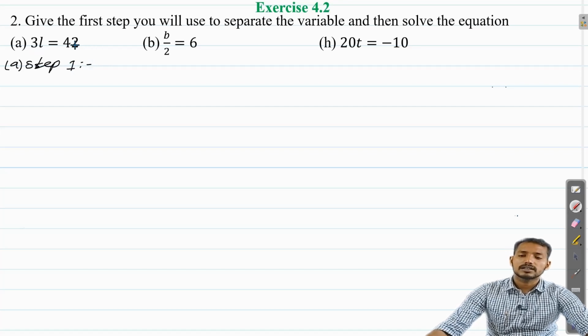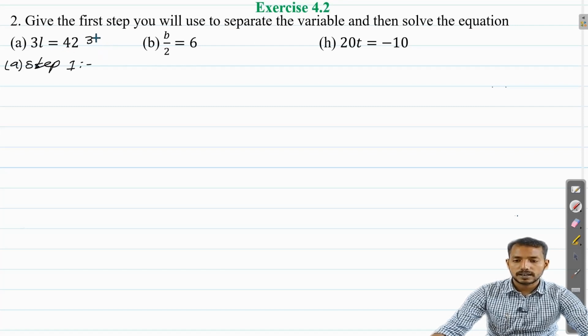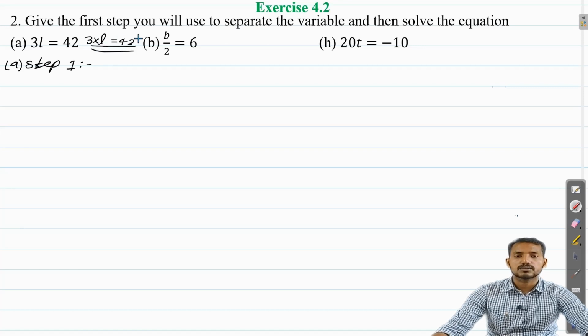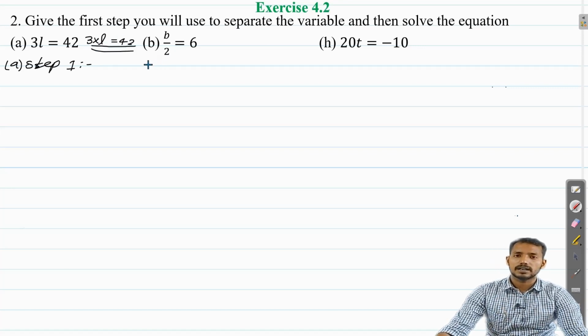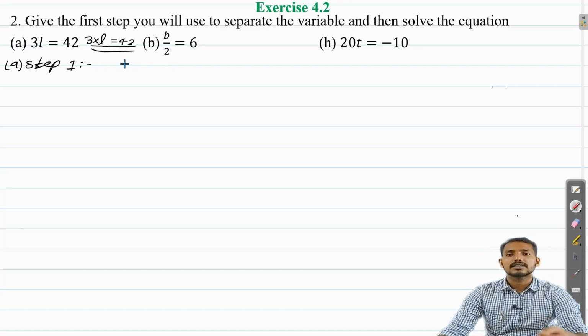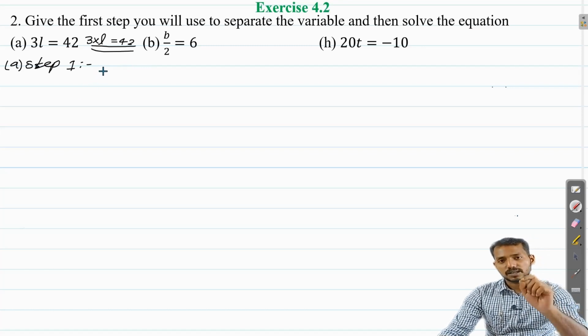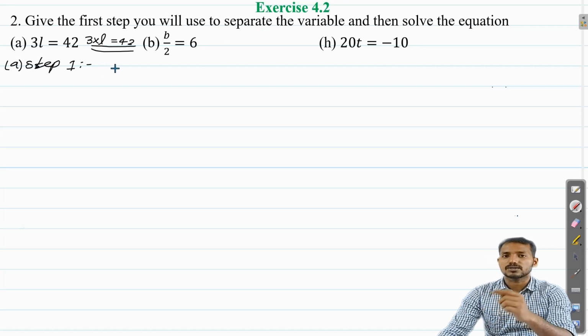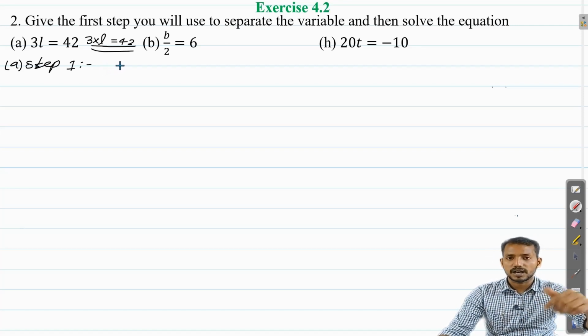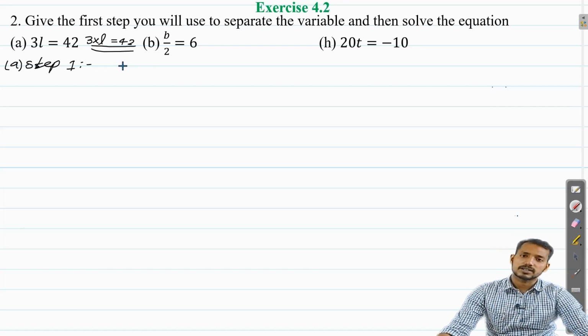Here 3L equal to 42 means 3 into L equal to 42. So this 3 is multiplied to the variable L. To separate that variable from 3, we need to divide both terms by 3. Clear? In case of multiplication, you do division. In case of division, do multiplication. Like we have done in case of addition, just opposite, that is subtraction.